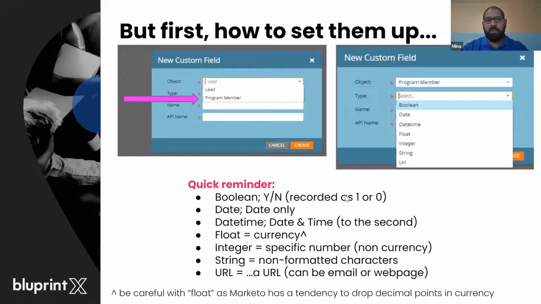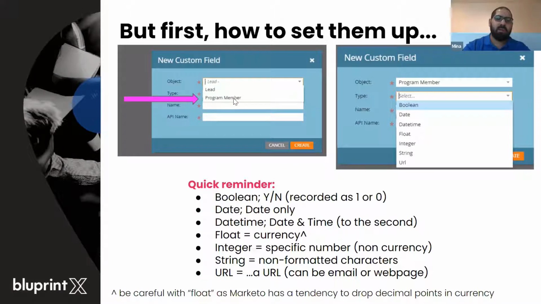How to set them up. Now, if you are an admin, you're probably aware of how to set up a new custom field. What you are probably quite used to seeing, once you hit the new custom field creator inside of admin, is that in the past there was only really one object to write to. If you're in an old instance of Marketo, it will say lead. If you're in a new instance of Marketo, it should say person. But in the past, it was just lead or person you could write to.